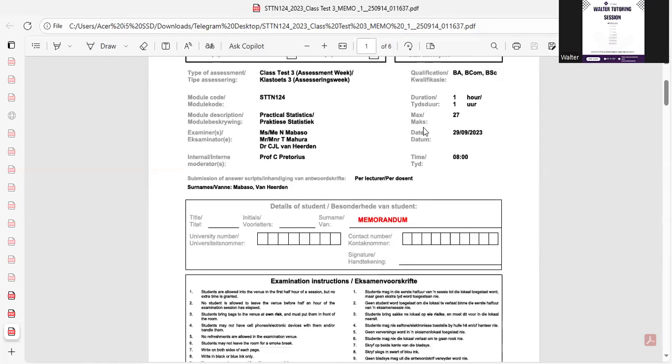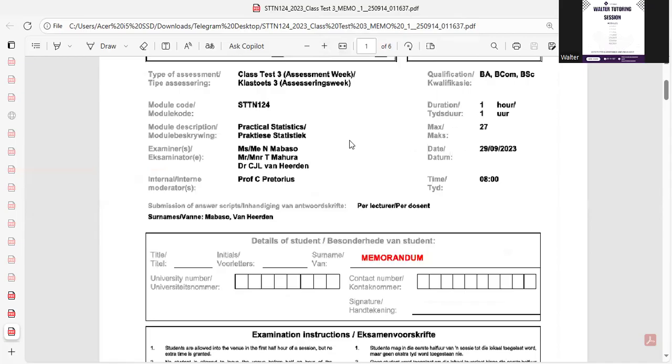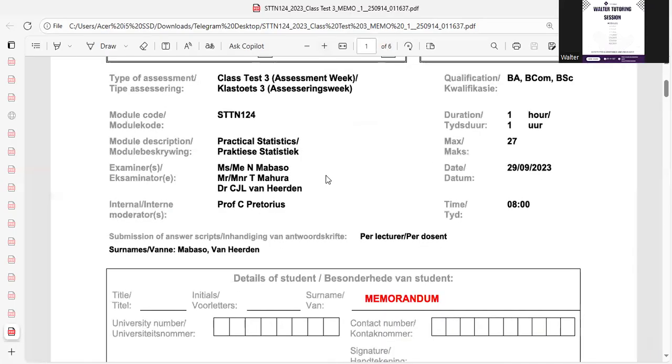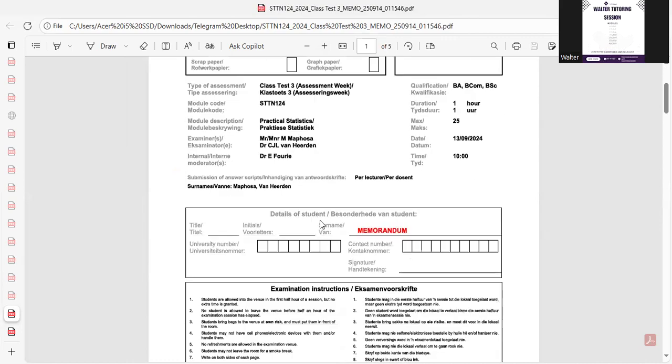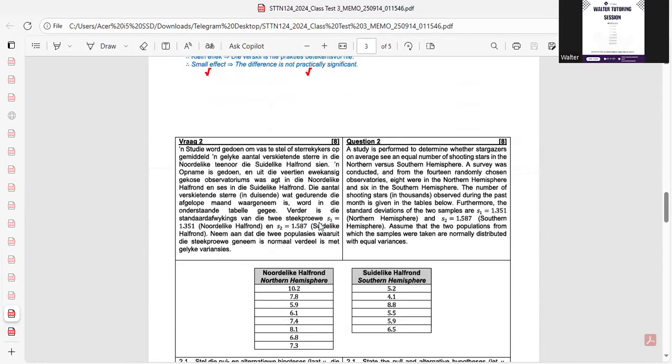I won't start with the question papers. I have the 2023 question paper here, and also the 2024 question paper. But unfortunately for 2023 and 2024, I've managed to get only the question paper plus the memo.